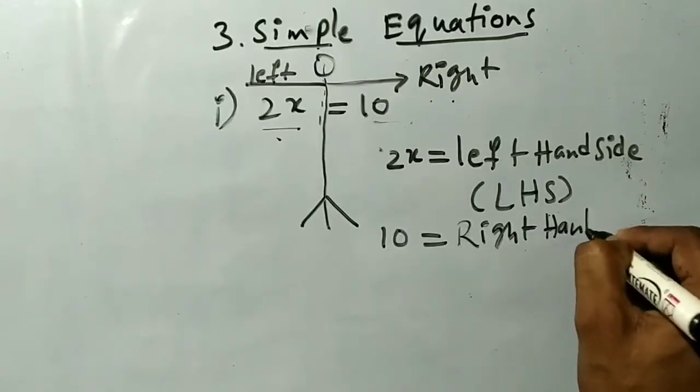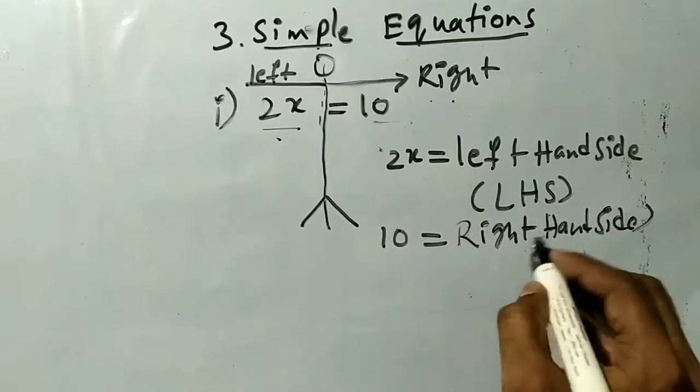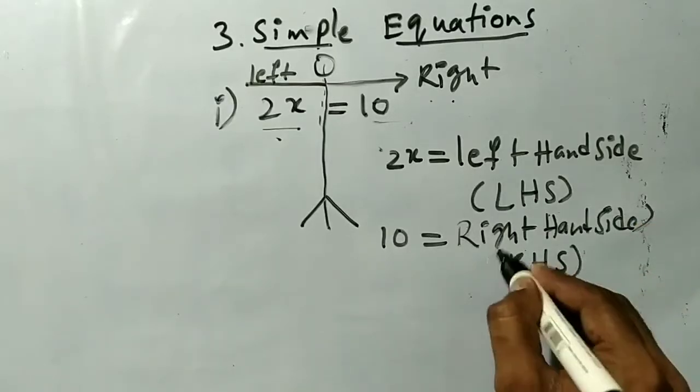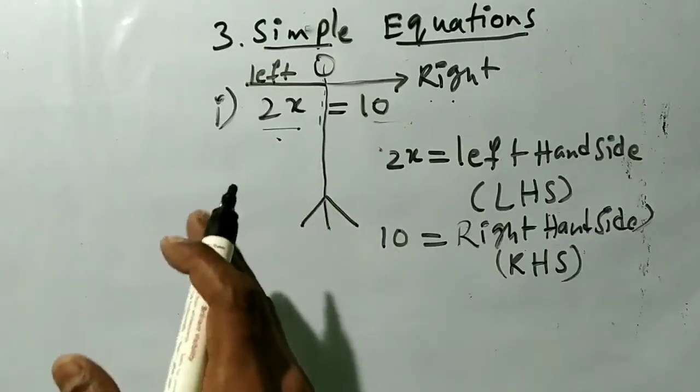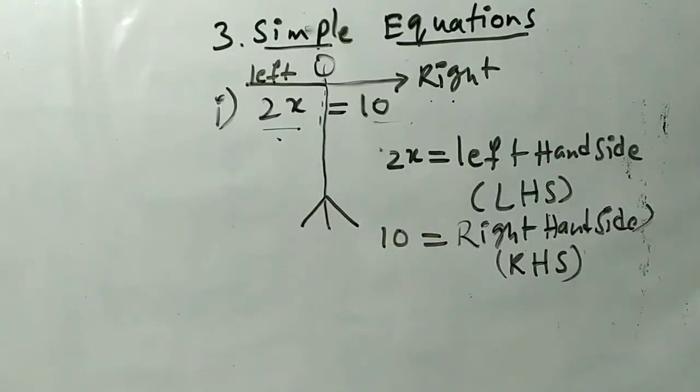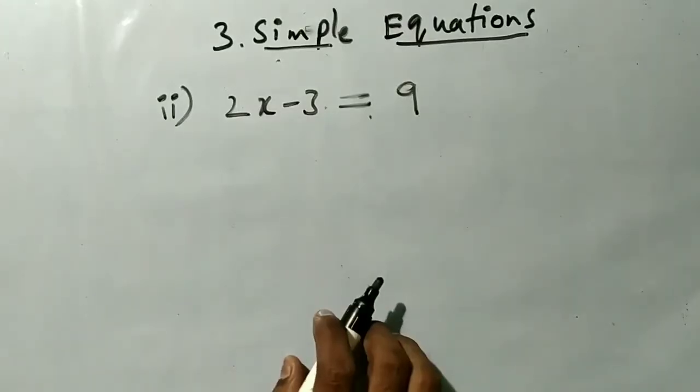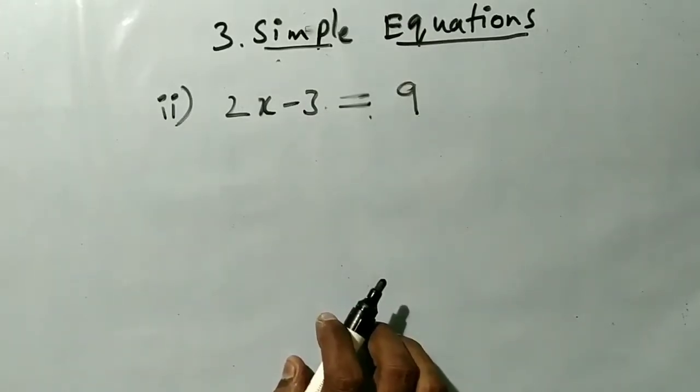Right hand side. So that is RHS. Just we have to write the following equation as left hand side and right hand side. Second one from the first exercise of simple equation.